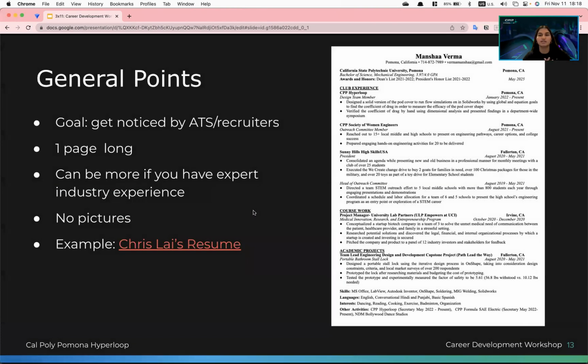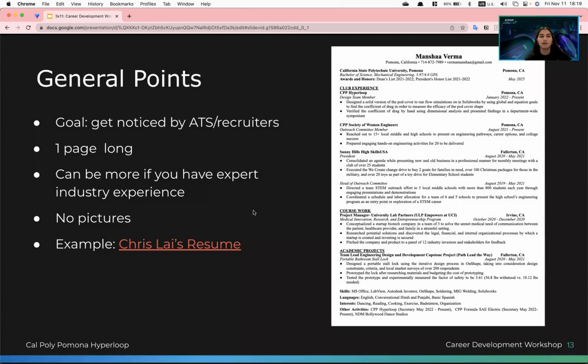So for resumes, just some general points before we get into section by section. The goal is essentially to get noticed by recruiters if you're giving them in person. They're not going to spend too much time looking at your resumes; apparently the average time a recruiter spends looking at your resume is about 6 to 10 seconds, and you have to catch their attention really quickly. And then also to get noticed by the ATS, which is the applicant tracking system. It's a software system that scans your resume for certain keywords, so we want to get noticed by that.